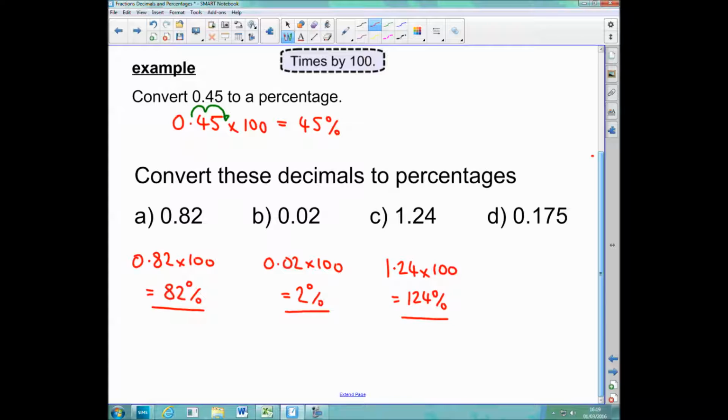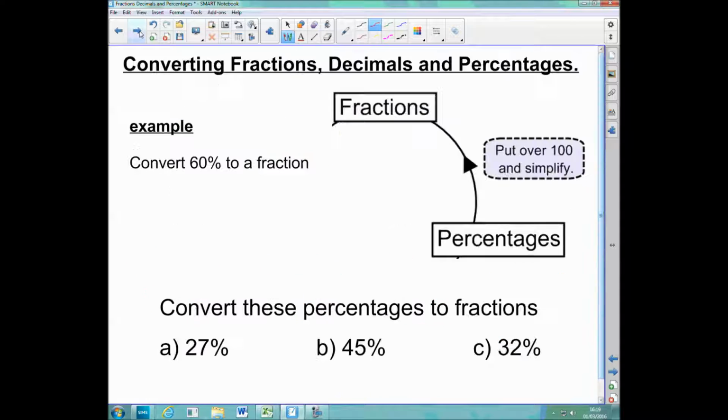The next one, 0.175 times 100, will give us 17.5%. So sometimes we can have percentages that have decimals as well.